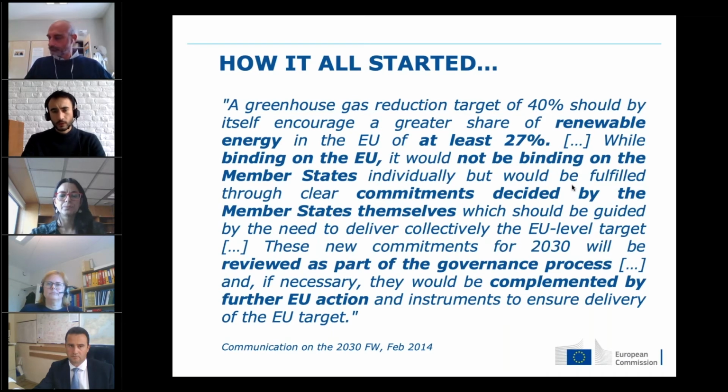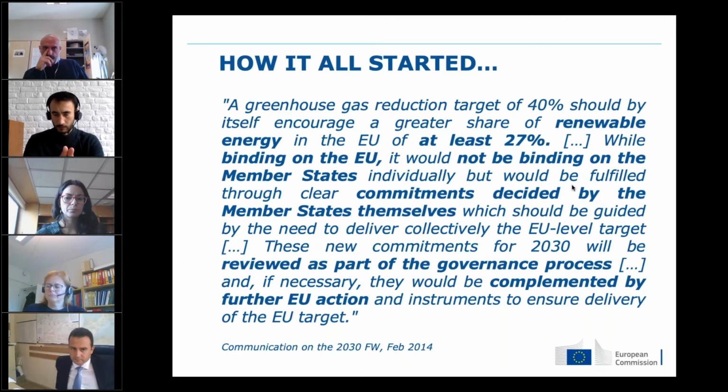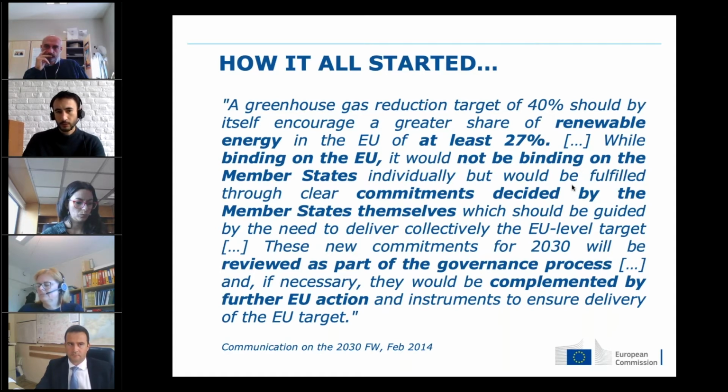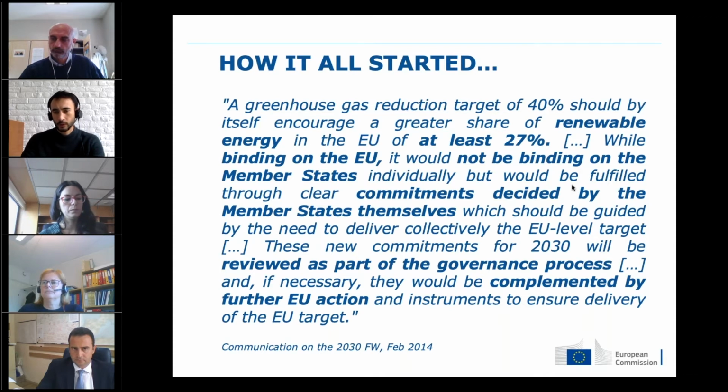Simply to explain a bit how it all started, the numbers on this slide you can just ignore because they are a bit outdated. As you see in the communication from 2014 already, we had this idea that we have to be ambitious for greenhouse gas reduction, and for that we need, among other things, an ambitious target for renewables and an EU target. But that being said, it would not be binding for member states individually, so we would not have a nationally binding renewable target. And this is where the need for a strong governance framework emerged: how to make sure that we achieve our EU-level objective without having national targets.